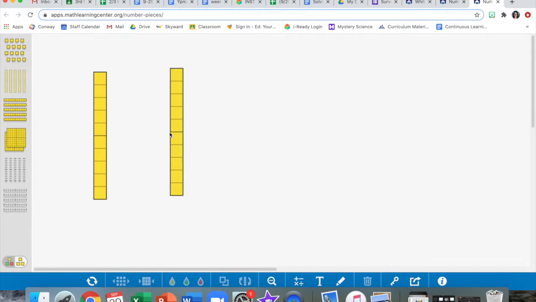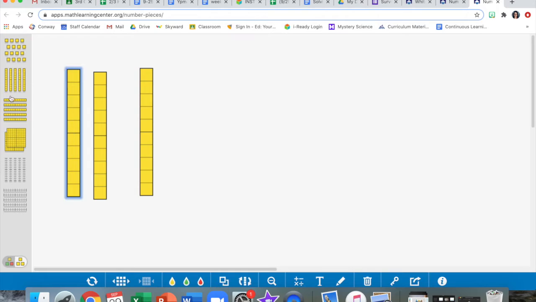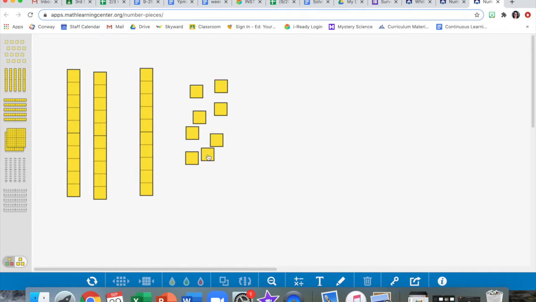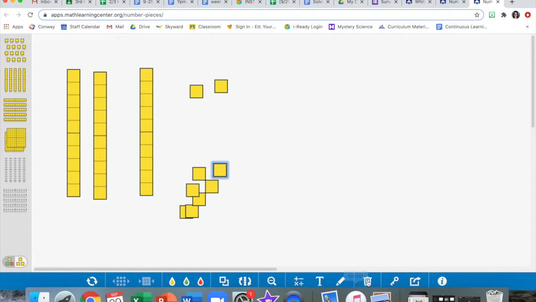To do the base 10 pieces, we would need 39 to start. There's the 30. Here come 9: 1, 2, 3, 4, 5, 6, 7, 8, 9. Okay, now we need to subtract 17. So I'm going to subtract 7 ones, just like before. 1, 2, 3, 4, 5, 6, 7. And I need to throw those away.